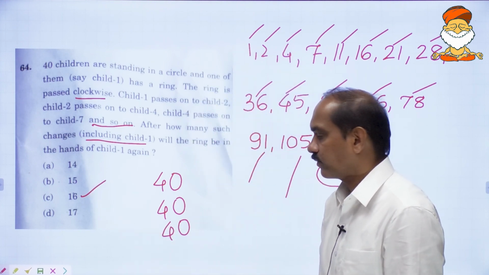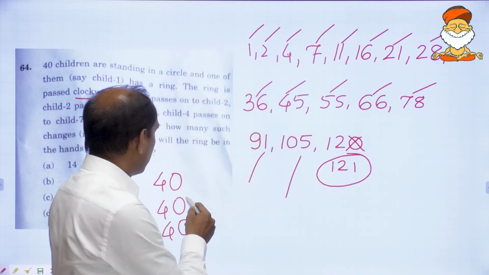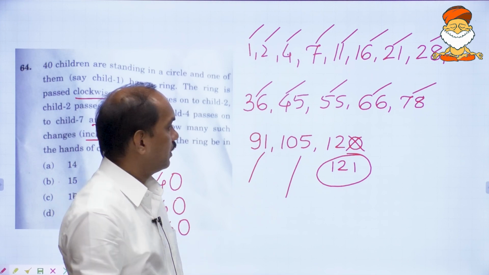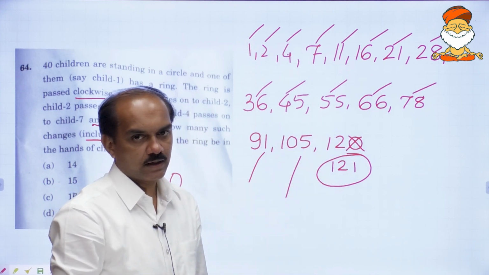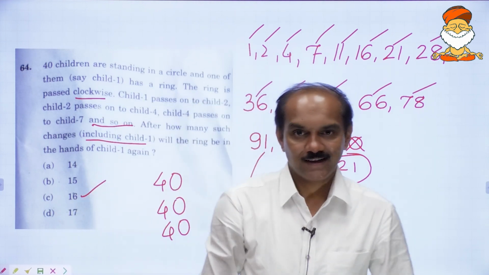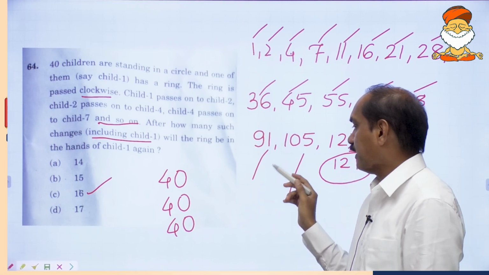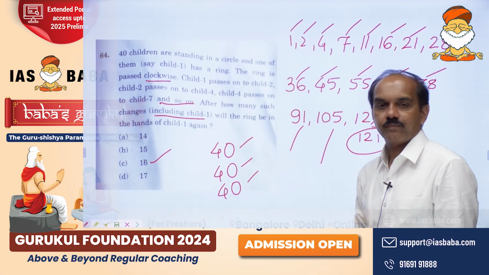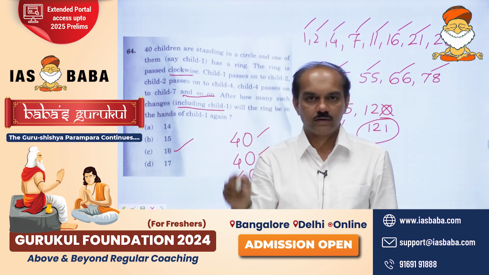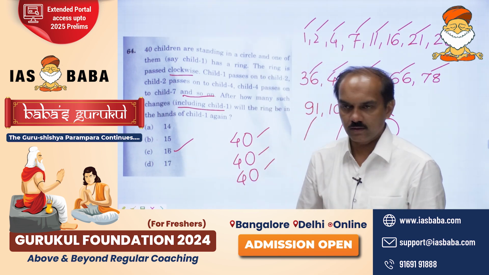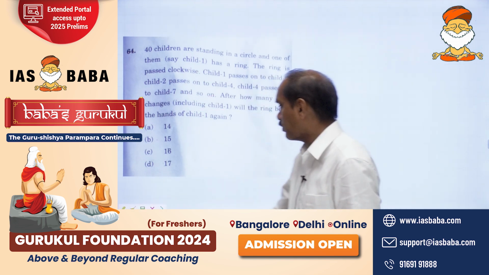I hope the method is clear. Don't be bothered about the circle and all. You keep on just adding the numbers correctly, unlike I did. Here I committed a mistake, no? So don't commit a mistake like that. And every 40, 80, 120 is the end of the cycles. Otherwise, let us solve one more time.